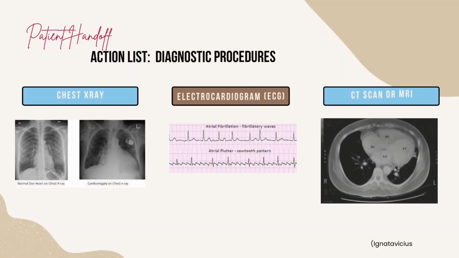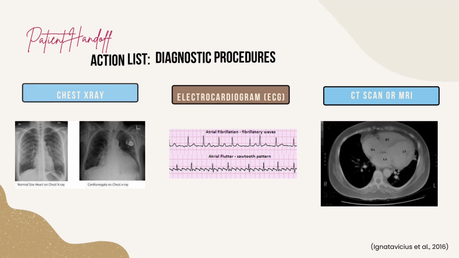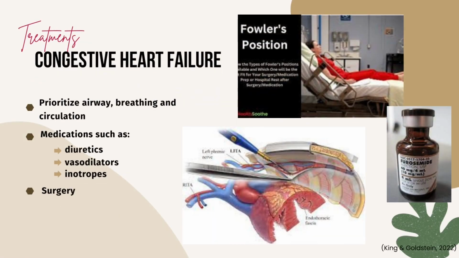Other diagnostic and monitoring procedures that Mr. Washington had gone through are chest X-ray to visualize the heart and detect cardiomegaly, and assess degree of pulmonary congestion. EKG is also performed to assess ejection fraction and detect dysrhythmias.